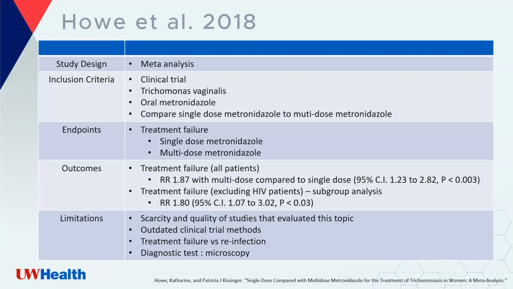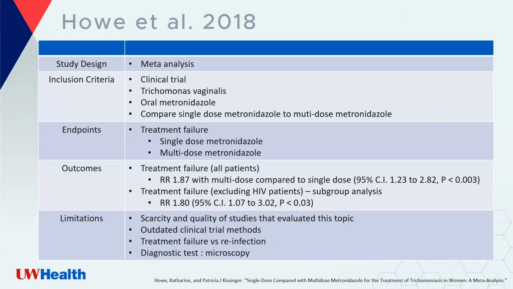Of the 6 studies that were included, only 1 study met that criteria of having a low risk of bias. 3 had medium risk of bias, and 2 had high risk. Studies were also included if they had a comparison between single dose versus multi-dose Flagyl. The outcome found in this group was treatment failure of all patients, with a relative risk of 1.8 with multi-dose compared to single dose Flagyl.